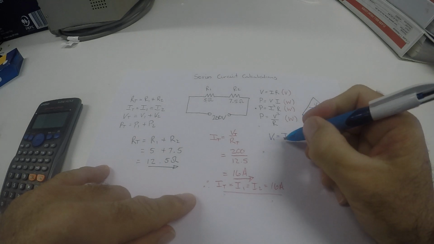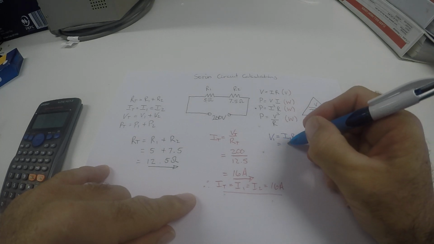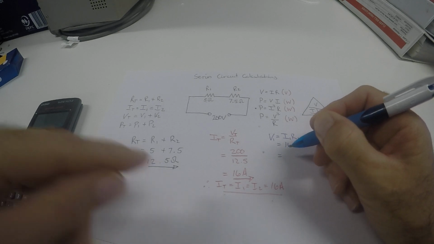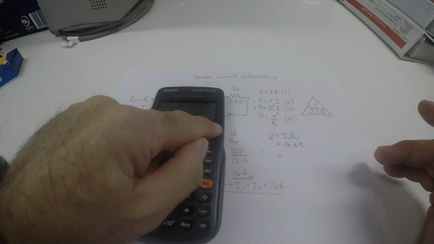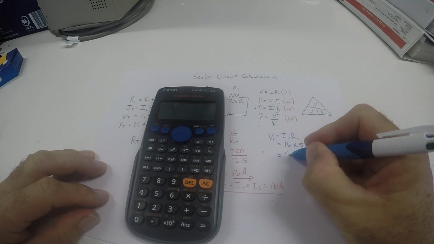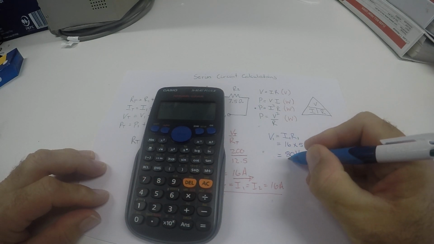So now I know that I1 is 16 times 5, and if I go 16 times 5 on my calculator, I can see that it is 80 volts.